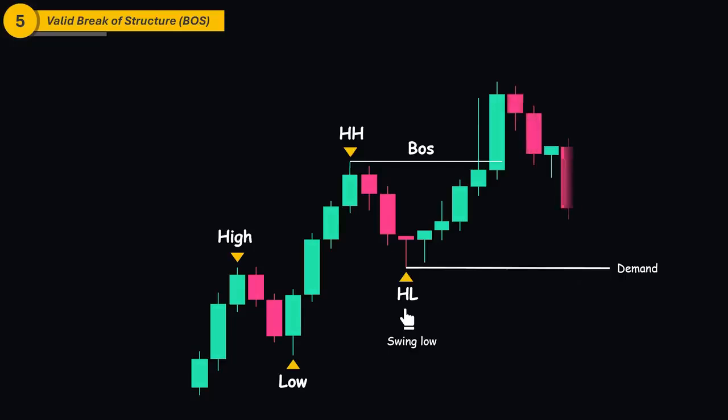But what happens if the price breaks and closes below this high-quality demand zone? This would indicate that buyers have failed to hold the level, and sellers have taken control. It signals that the uptrend is over and a potential reversal is underway. So, when price breaks through a high-quality level like this, we can confidently say that the market structure has shifted and the momentum is now favoring the sellers. This condition is known as a change of character, signaling a shift in market sentiment.